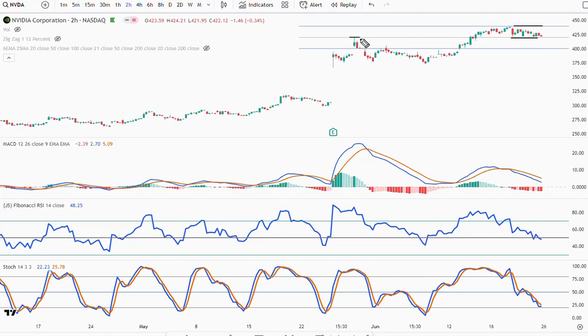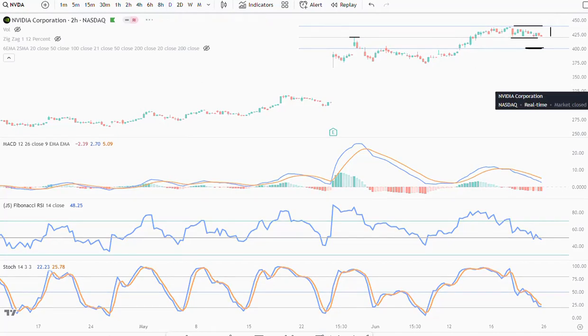You can see that the support here also comes from this level. So if this level is breached, 400 would be the next level, having traded in this zone. And if this level is broken, then a measured move of this distance projects a target to around 400.